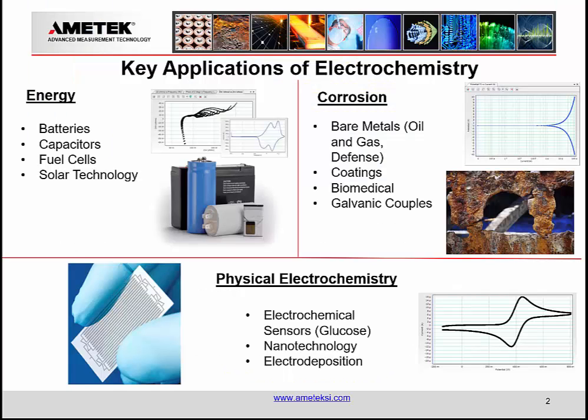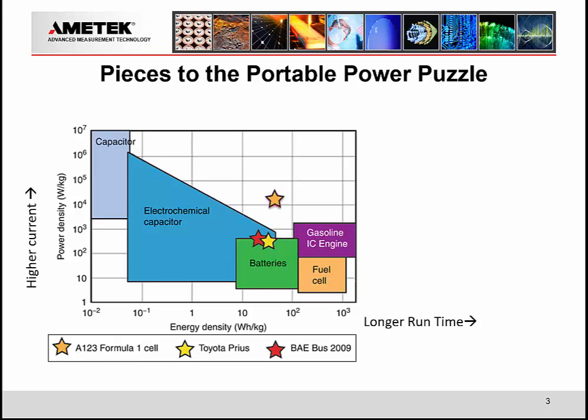So when we discuss the diverse field of electrochemistry, we categorize it in three different main applications, key areas of focus. One being energy, the other being corrosion, and the third being physical electrochemistry. Within the energy segment, though, there's a lot of different types of technologies. These can be batteries, capacitors, fuel cells, or solar technology.